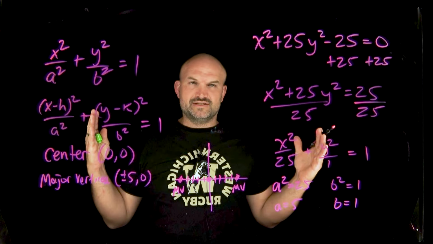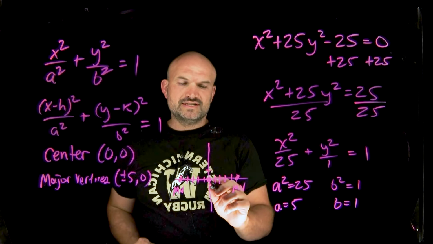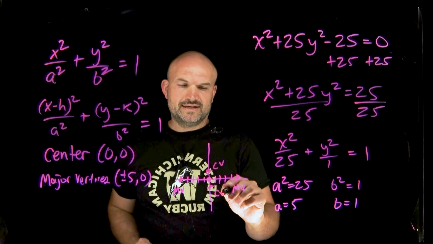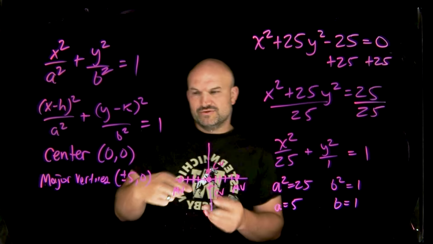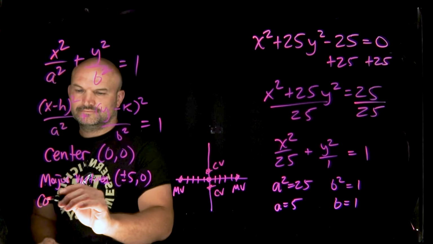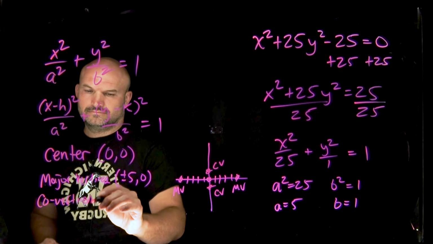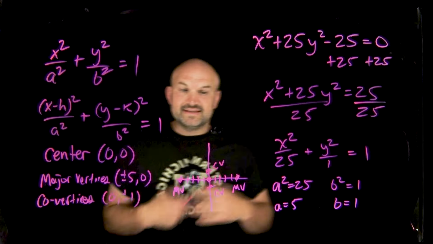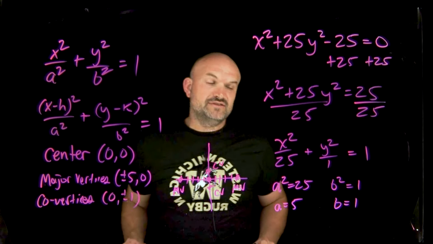So if my major vertices are horizontal, that means my co-vertices are going to be vertical. And for these, I'll do a co-vertex and a co-vertex. So again, we can just do that, but now we're going to be changing them from the y values. All right, and then last but not least is going to be the foci.